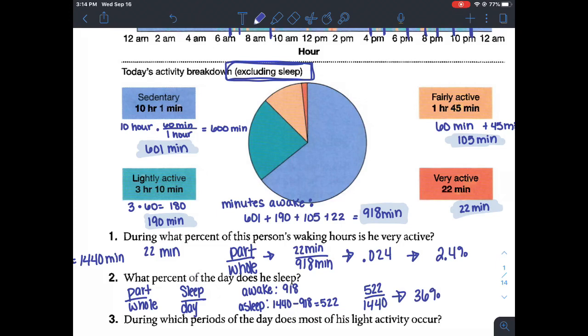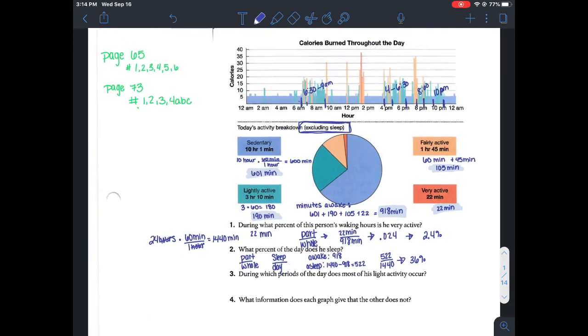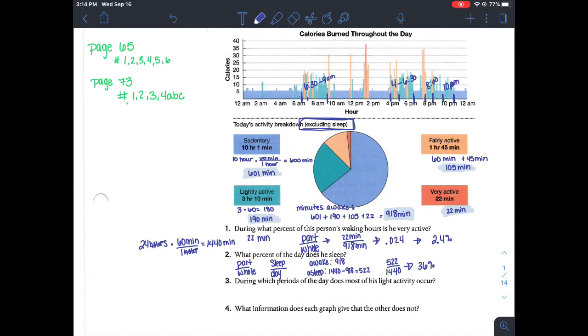Did he sit for 10 hours and 1 minute straight? Was he lightly active for 3 hours and 10 minutes straight? Did he break it up throughout the day? Was he very active for 22 minutes, or was he very active for 11 minutes in the morning and very active for 11 minutes at night? Again, you just have to take a guess based on those two different representations. Even though they have all the same data, just having it displayed differently makes a huge difference.